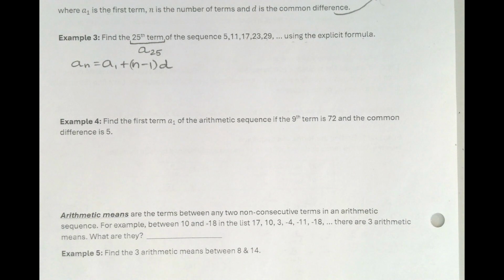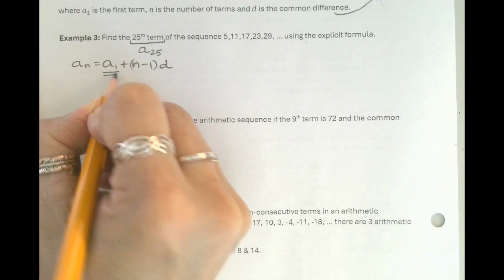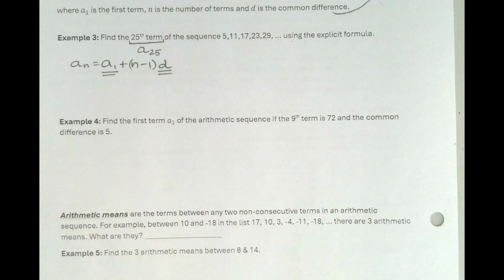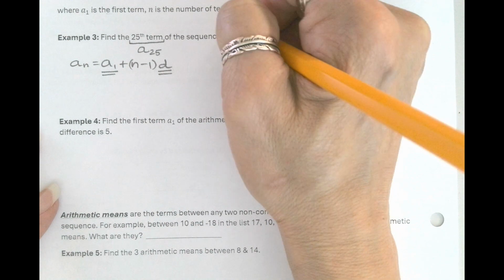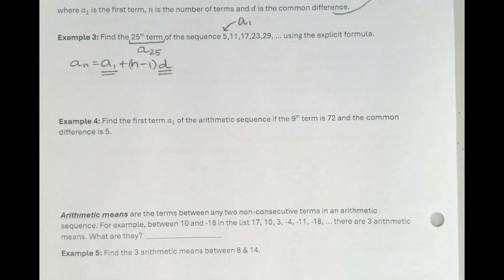A sub n equals A1 plus n minus 1 times D. What I want you to make a habit of is when I ask you to find the explicit formula, I need you to find A1 and D. Either it's being given to you or you need to determine it yourself. So A1 is the first term. Are we given an A1? We are. A1 is the first term of the sequence. How about the common difference?